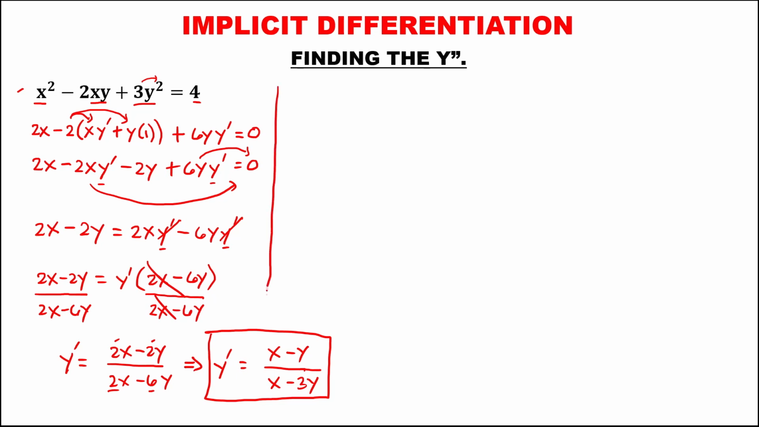Then this time, to find the second derivative from the first derivative, we have y double prime equals, so this is the quotient formula. If we have u over v, this is equal to v times the derivative of u minus u times the derivative of v, then over v squared. So from this formula to find the derivative, we have v, and v is the denominator.